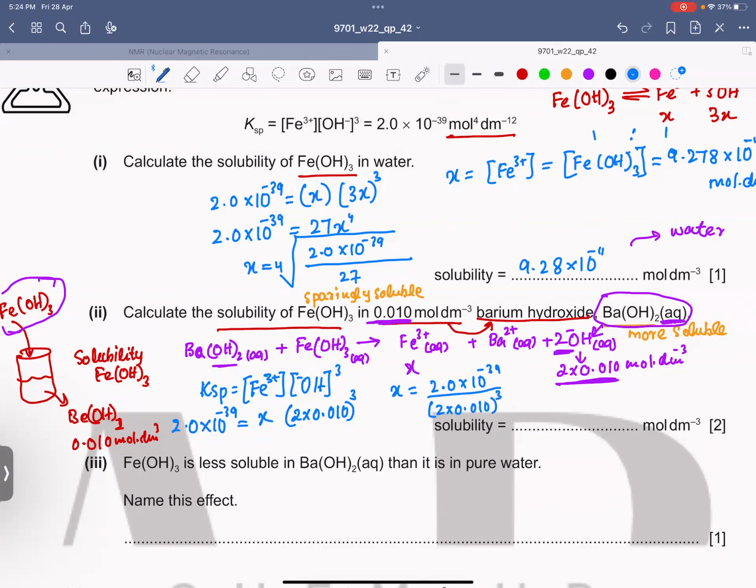Sir, 2.5 exponent minus 34. Okay, 2.5 exponent minus 34. So this is the value of X, and X is representing the concentration of iron 3 positive ion, and that is the concentration of iron(III) hydroxide in the aqueous solution of barium hydroxide. So the answer would be 2.5 exponent minus 34. Is this clear?